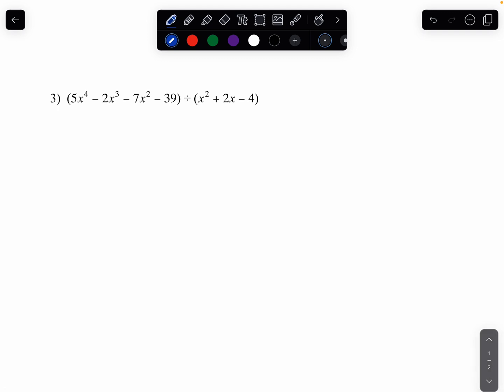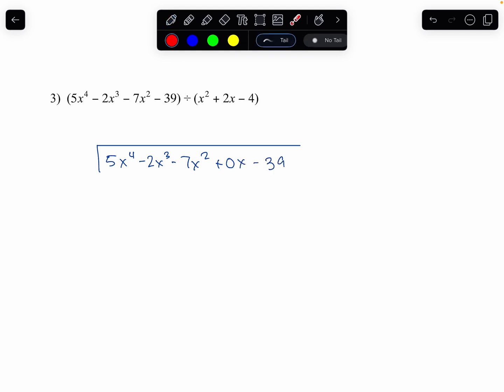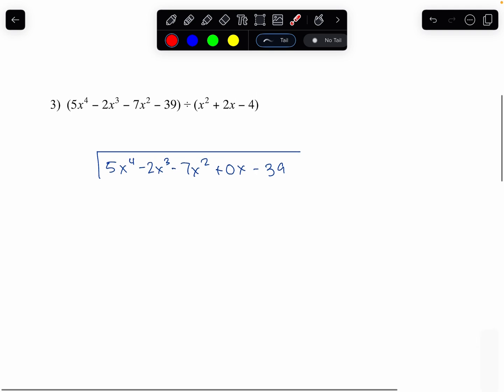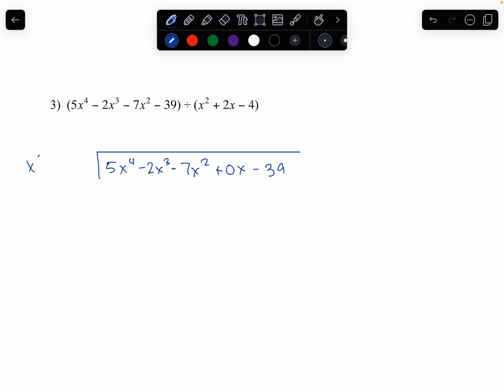So we have, let's write the dividend. That's going to be 5x to the 4th minus 2x cubed minus 7x squared plus 0x. So there's a placeholder there, minus 39. So if you want to, so placeholder, I have degree 4, 3, 2, 1, and 0. Because this doesn't have a degree 1 in here, I'm going to put 0x as its degree 1, even though that just means 0. And then for the divisor, we have x squared plus 2x minus 4.